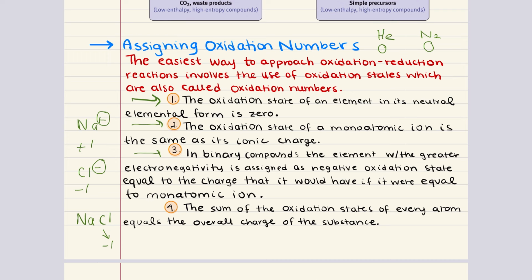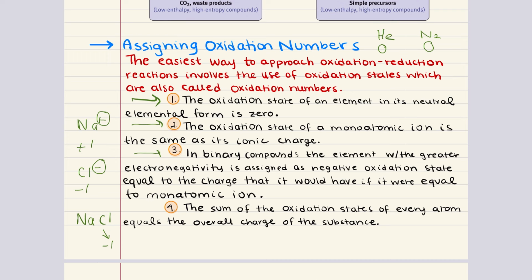But let me just talk about the last and final rule, which says that the sum of the oxidation states of every atom equals the overall charge of the substance. So the sum of the oxidation numbers of all the atoms present in a neutral compound is 0. The sum of the oxidation numbers of the atoms present in a polyatomic ion is going to be equal to the charge of the ion. So for example, if you're looking at a sulfate ion, the sum of the oxidation numbers has to sum up to be -2 to match the charge of the ion.